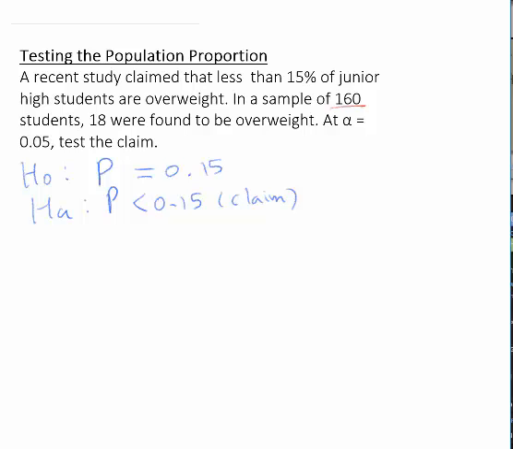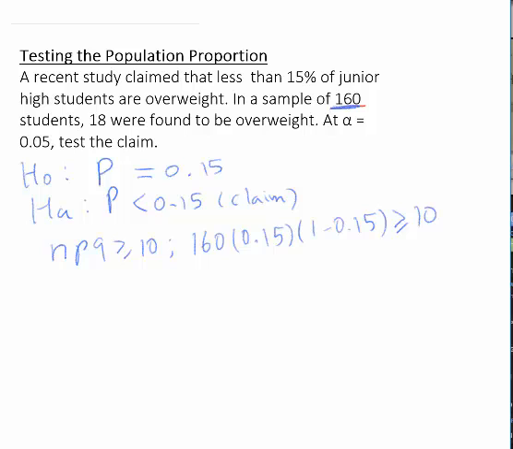Now, before we proceed to the next step, we need to check that the requirements of the test, the proportion z test, are met. So we need to check if npq is greater than or equal to 10. N is the sample size, which is 160. p is the assumed value in the null hypothesis, which is 0.15. And q is 1 minus p, which is 1 minus 0.15, which is 0.85. If you do the math, you're going to get a number greater than 10.